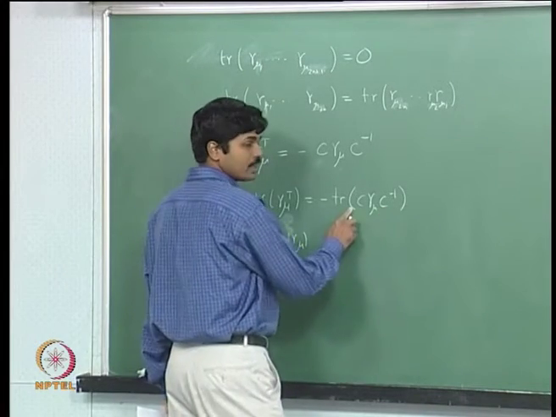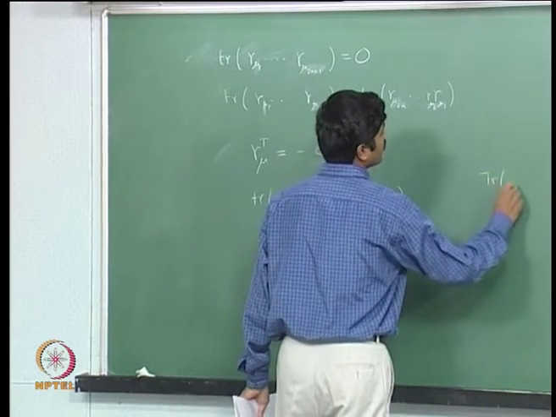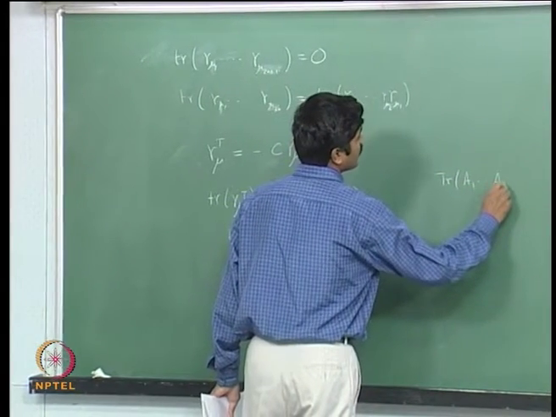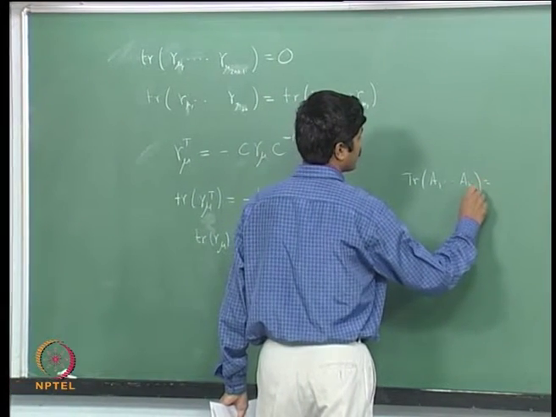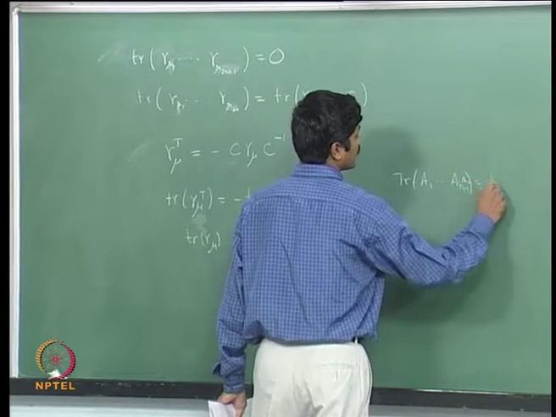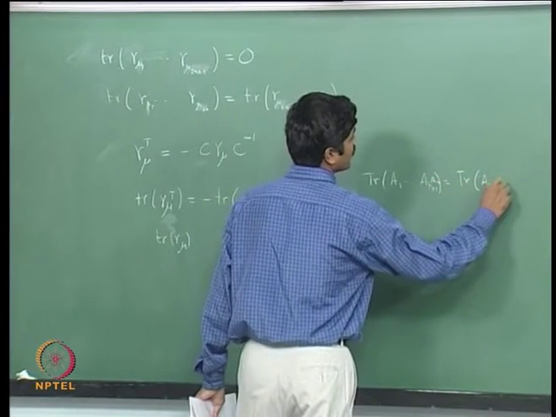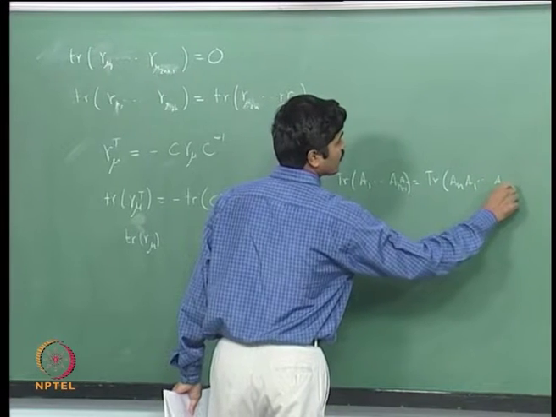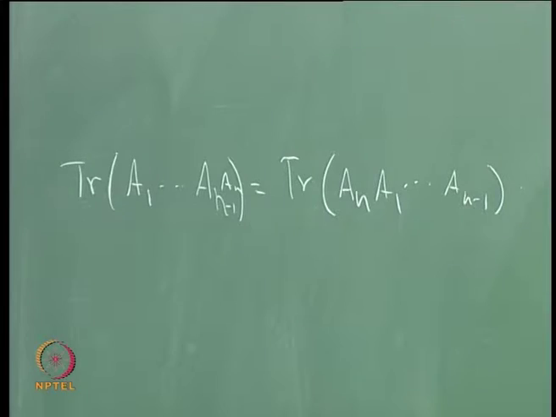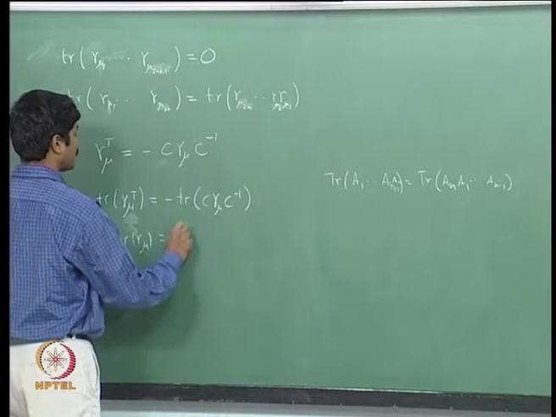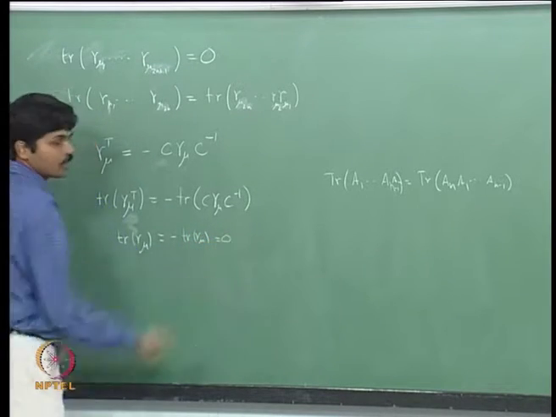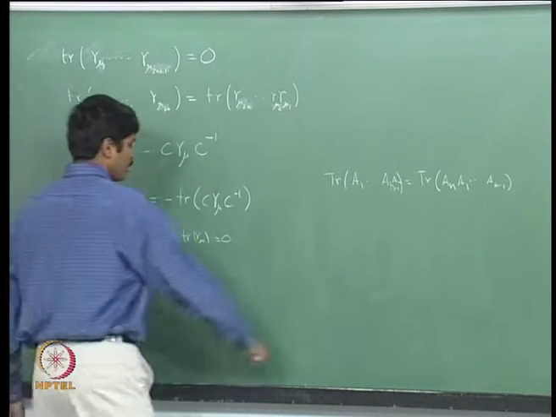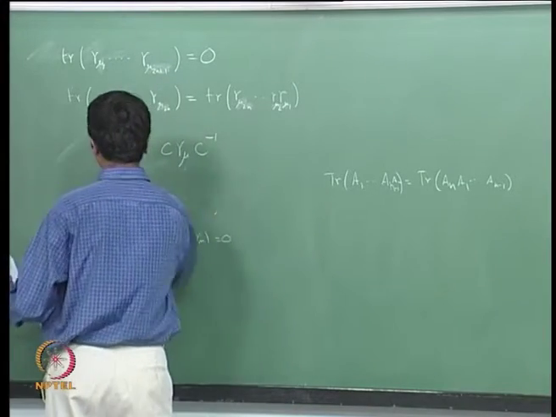Trace of A1 up to An is nothing but trace of An A1 up to An minus 1. This cyclic property of trace you can use, then you will get C C inverse, which is identity. So, that is minus trace of gamma mu. This implies it has to be equal to 0. So gamma matrices are traceless.